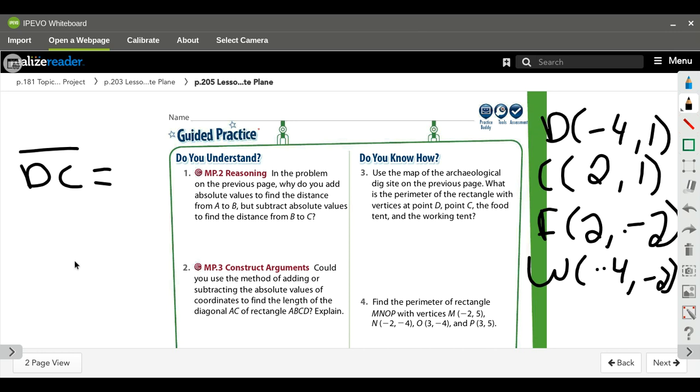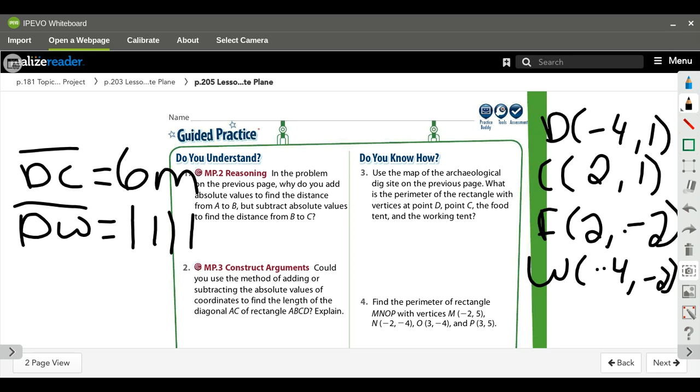So line segment DC, we've already done this one. This one is 6 meters. So I'm going to use what I already know. And now I'm going to do D to W, my working tent. So I have -4, 1 and -4, -2. So I'm going to have the absolute value of 1 plus the absolute value of -2, which is going to give me 3 meters.